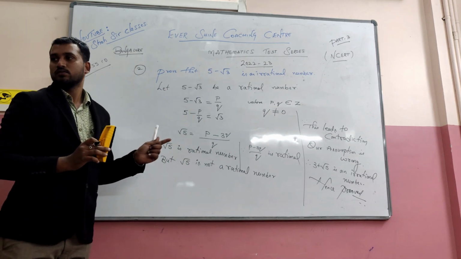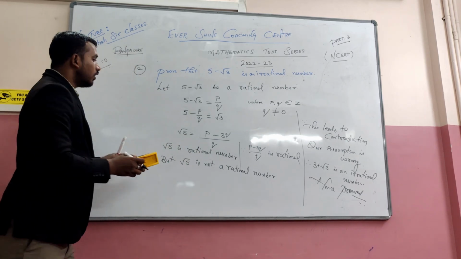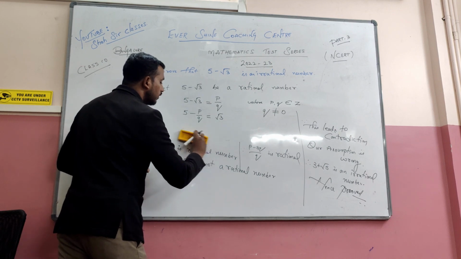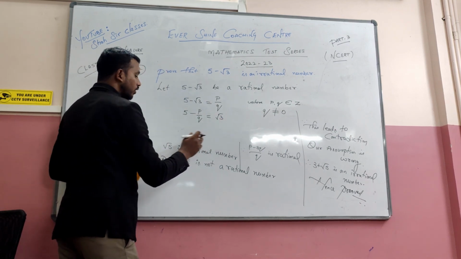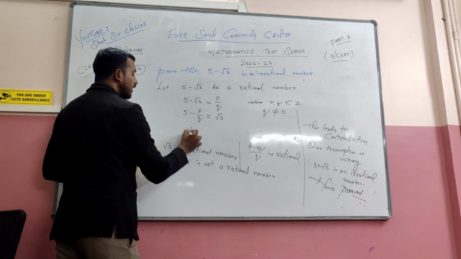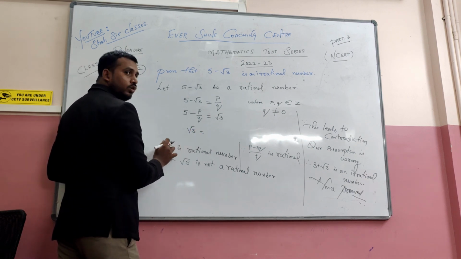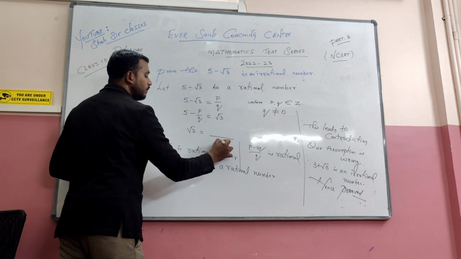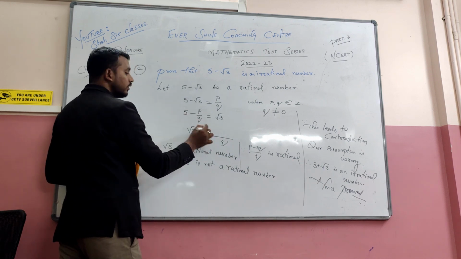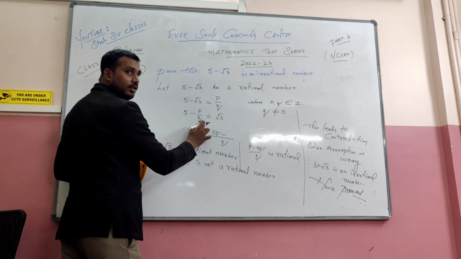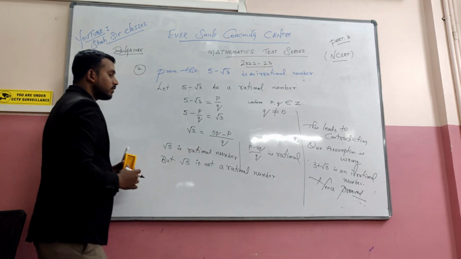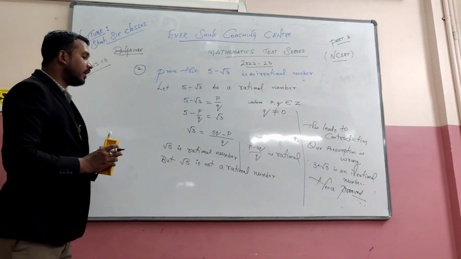Any doubts? Did you understand? Now what we can do? We can write this term this side and we can write this term to the other side also. Is this clear? Now we can write here root 3 is equal to q is the LCM, q into 5, 5q minus q gets cancelled, the remainder is p. 5q minus p by q.